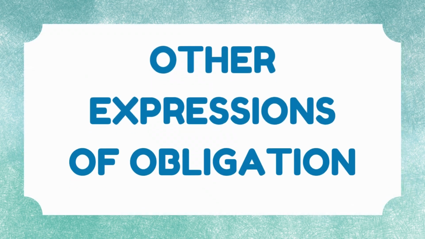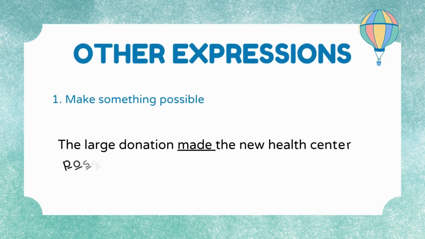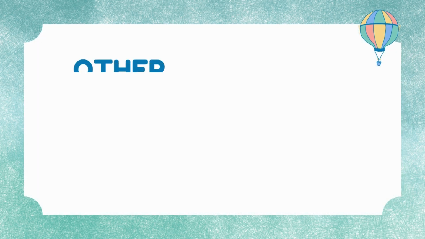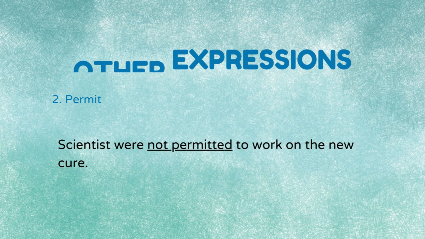Other expressions of obligation. There are other ways of expressing obligation that might be tested. Here are some common phrases. 1. Make something possible. For example, the large donation made the new health center possible. 2. Permit. For example, scientists were not permitted to work on the new cure.